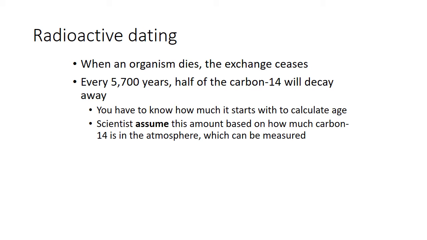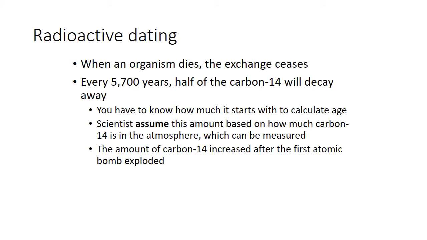A lot of this information is based on assumptions. They base it on the assumption of when something was alive to determine how much it had to begin with. They base that on how much carbon-14 is in the atmosphere, but there are a lot of things that happen on the planet that can change the amount of carbon-14 in the atmosphere. For example, after the atomic bomb, the amount of carbon-14 in the atmosphere increased significantly.